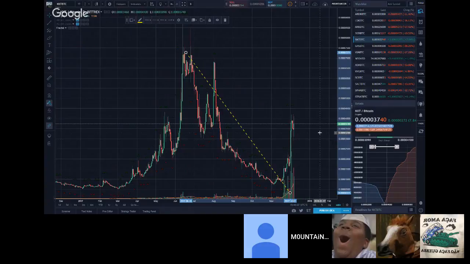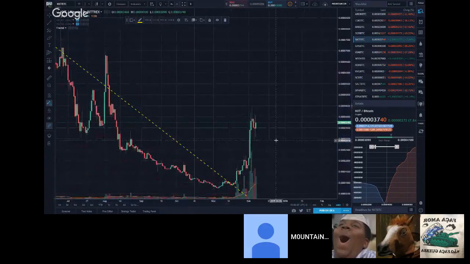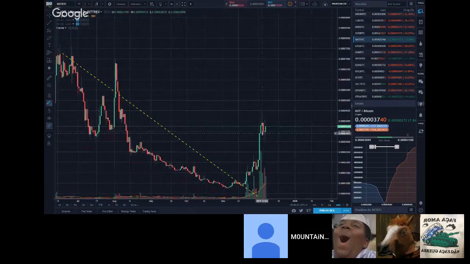By the way, NXT has been a trooper. Look at it, it's just hanging in there with Bitcoin going through all of its gyrations. It just went through a breakout and it's just hanging in there.